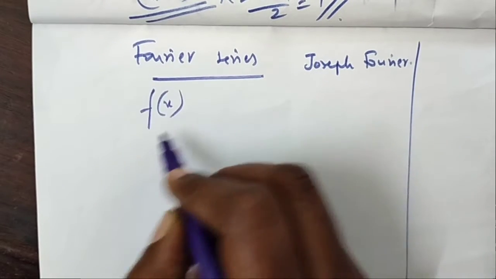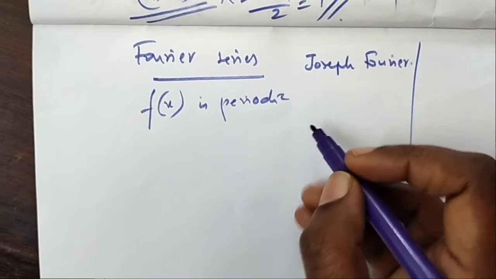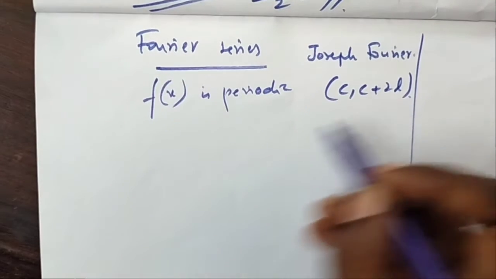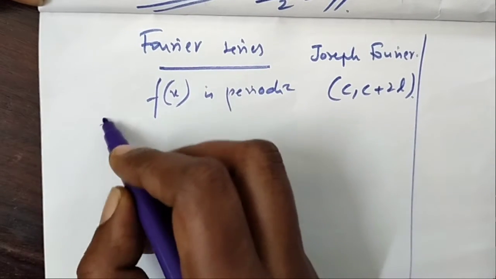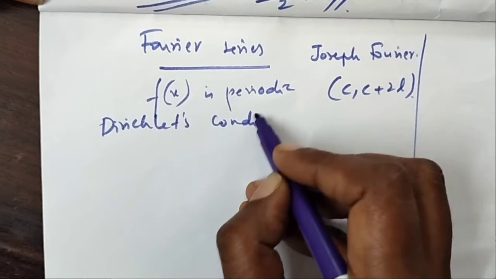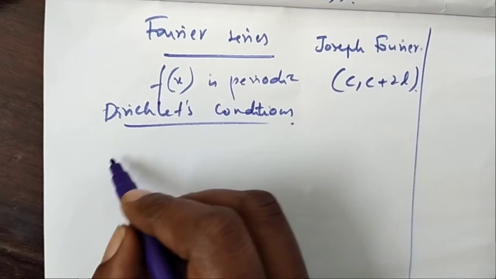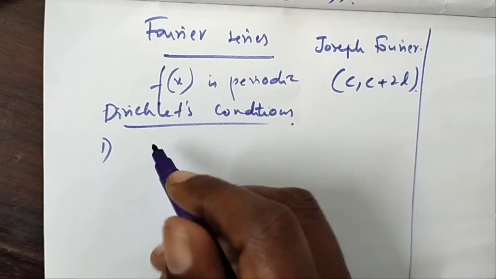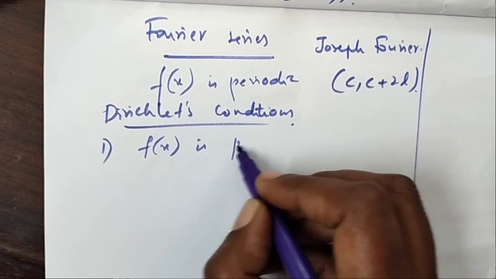So a function is given. This function is periodic. Okay, a periodic function in an interval c to c+2l. It is a periodic function within c to c+2l. Then if it satisfies Dirichlet's conditions, only if it satisfies Dirichlet's conditions can we write the Fourier series. So according to Dirichlet's conditions, to write the Fourier series expansion, f of x is periodic.